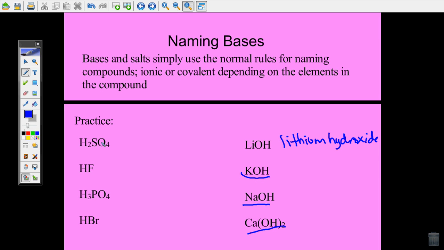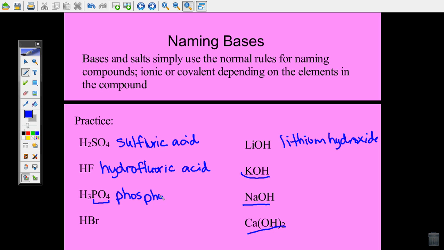So this has oxygen in it, so this is going to be sulfuric acid. Whoops, sulfuric, if I could spell, acid. This has no oxygen in it, so it becomes hydrofluoric acid. This has oxygen in it, so this anion is phosphate, so it becomes ic, so this is phosphoric acid. No oxygen, so hydrobromic acid.